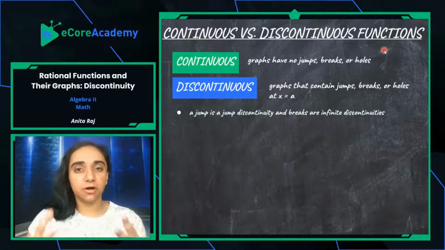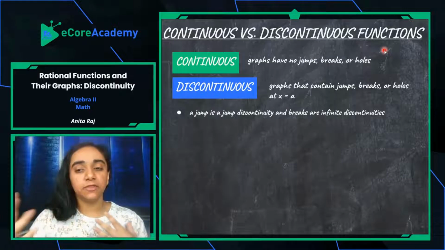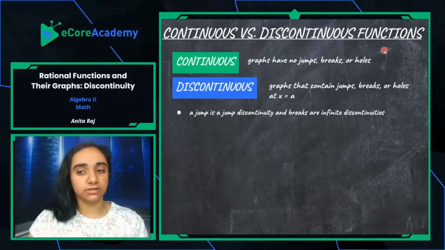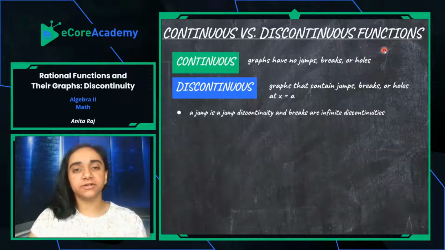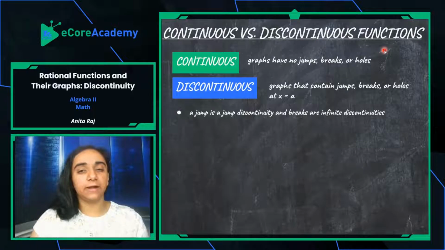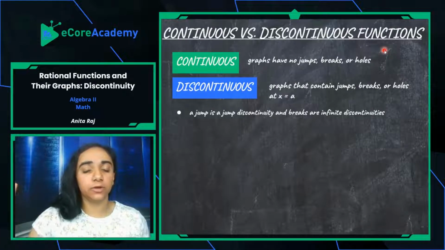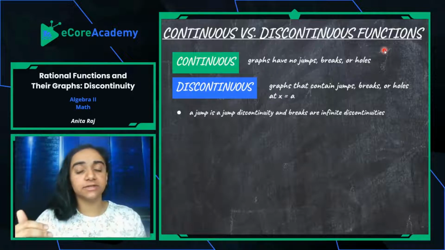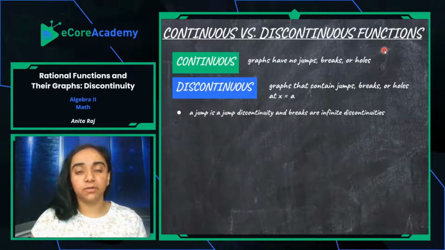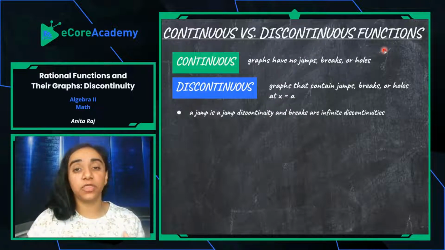A jump is simply called a jump discontinuity, and these breaks are called infinite discontinuities. For our purposes, we've been associating breaks with asymptotes, specifically vertical asymptotes. The vertical asymptote is a vertical line, the curve is approaching that line, and it's going to continue towards infinity, whether it increases or decreases, without ever touching that vertical line. We call that increasing or decreasing without bound.